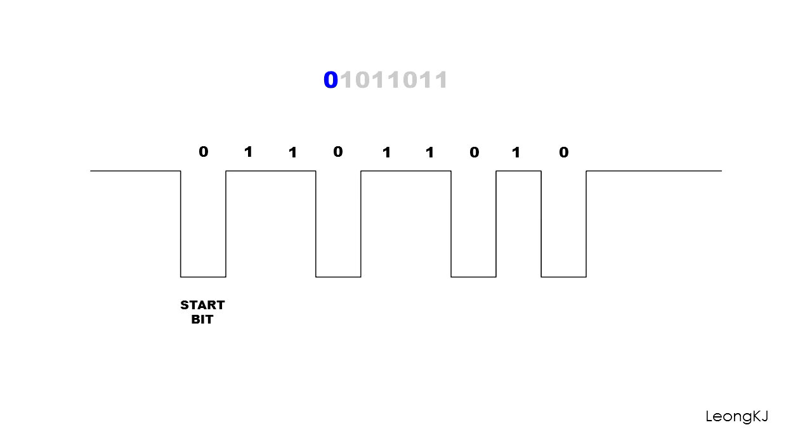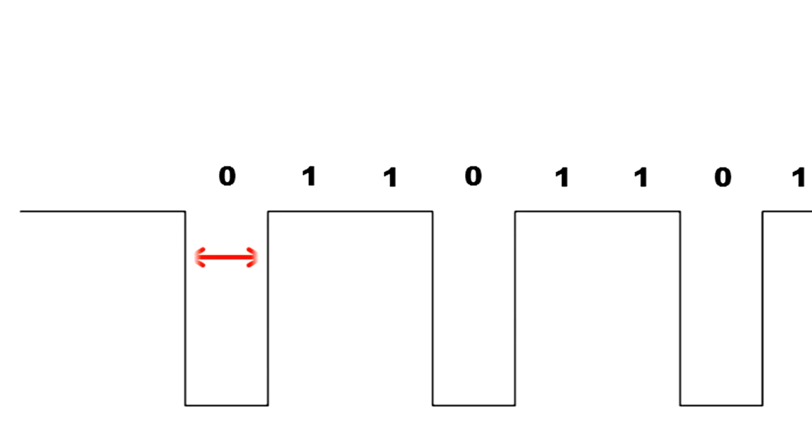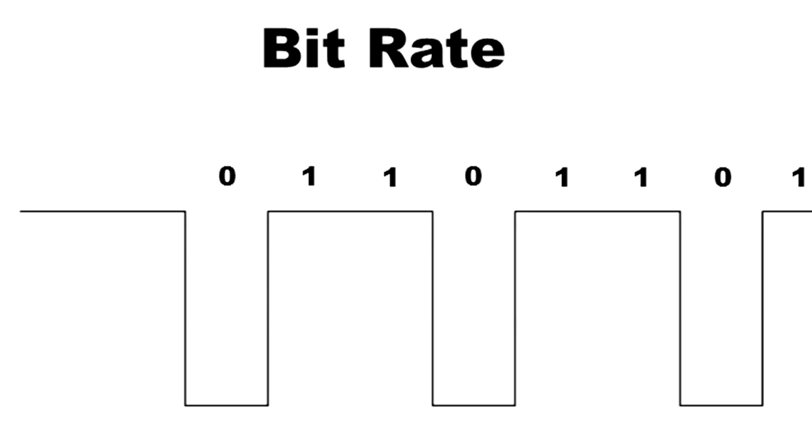After the MSB is transmitted, the signal goes high. This is called the stop bit. The signal remains at logic 1 during the idle state. A single bit is transmitted for a specific duration. This is called the bit rate.